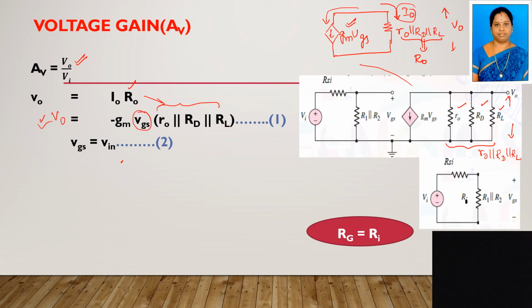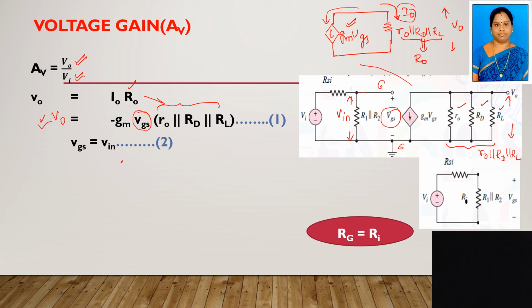I have to replace this voltage in terms of Vi so that I can calculate AV. So let us replace this VGS. VGS is the voltage between gate and source, right? This is the same voltage, and it is applicable across this R1 parallel to R2 also. So the voltage across R1 parallel to R2 is Vin. Thereby Vin is also equal to VGS, because in parallel all the voltages are equal. So Vin equals VGS.